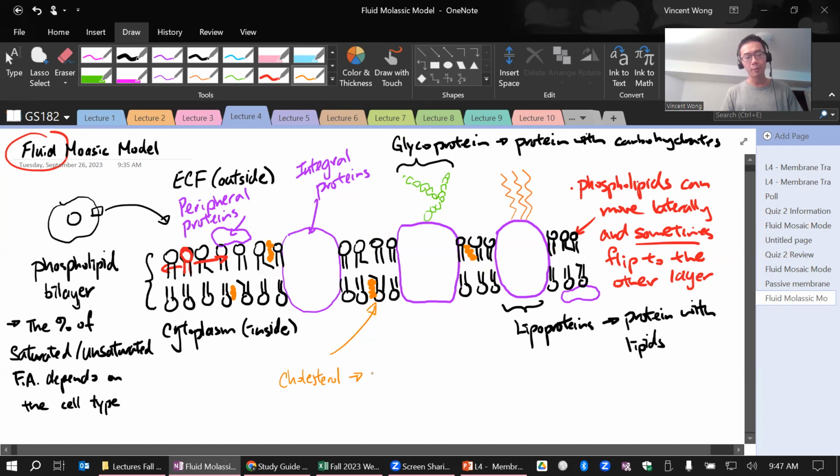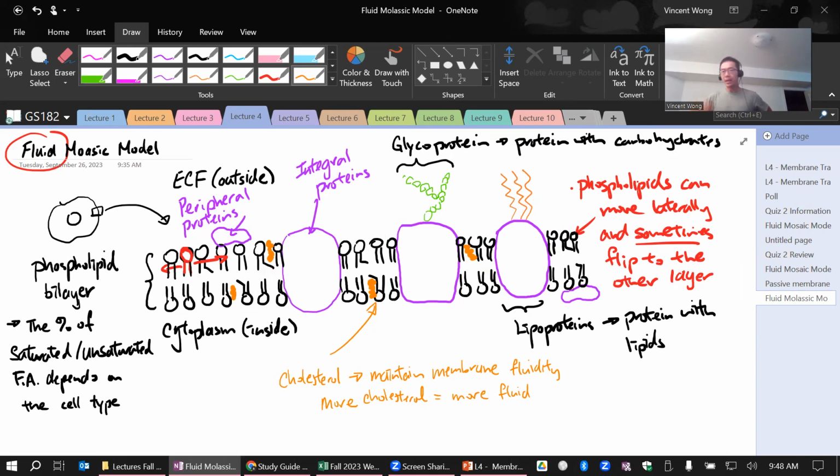Right? Cholesterol helps maintain membrane fluidity. Okay. In general, more cholesterol equals more fluid. Okay. And as you will learn in a bit, depending on the environment that the cell is in, sometimes you want it to be more fluid, sometimes you want it to be more solid.